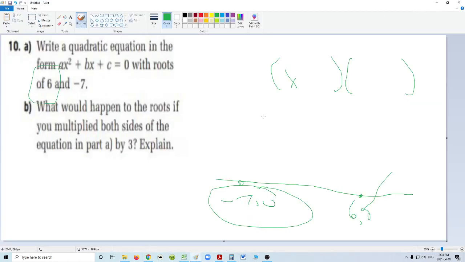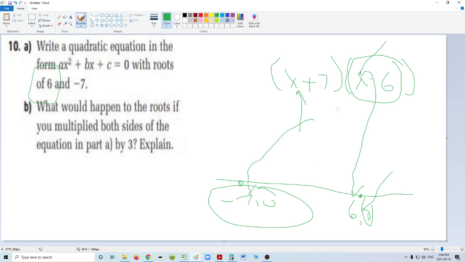So to find those roots, you actually have to do the reverse up here. x minus 6. And this tells you that when x is 6, y is 0. And when x is minus 7, y is 0. Now, I'm almost certain of that. I should actually make sure that when they tell you the roots, they're actually telling you the x-intercepts.